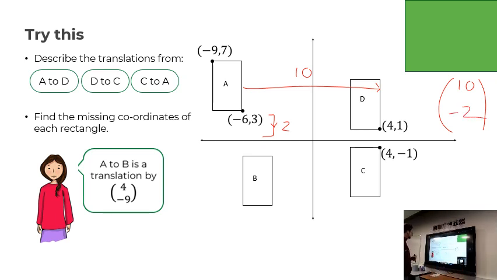Okay, what about D to C? What's happened here? D to C.